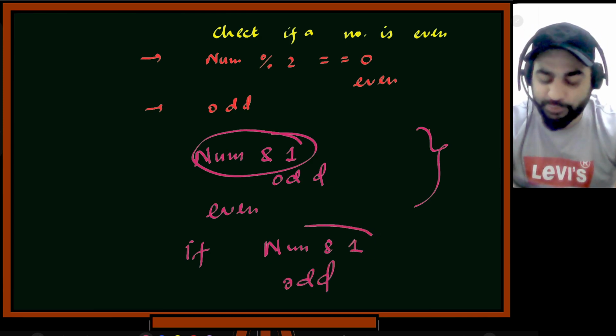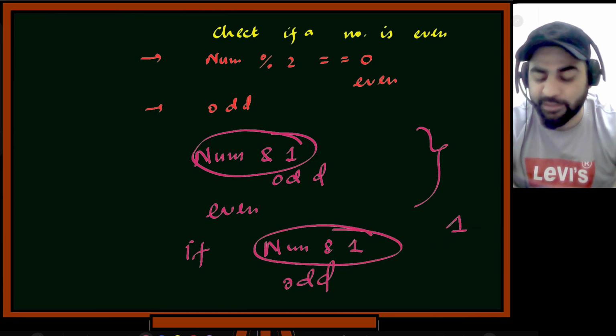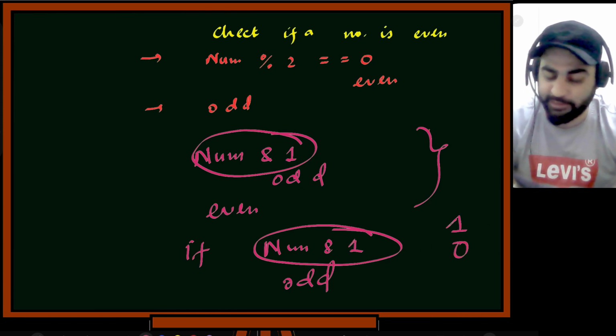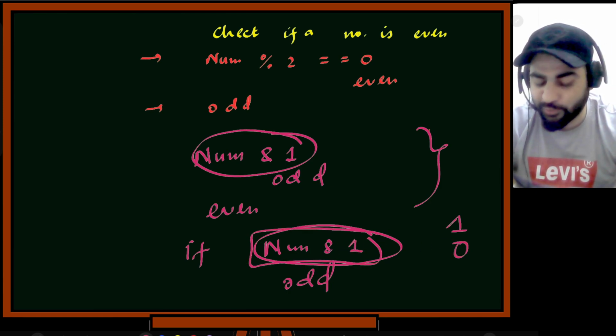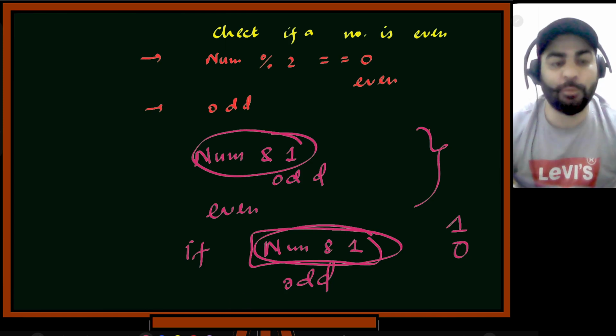This AND means true, basically. 1 means true, 0 means false. So if it is 1, this automatically gives true, and this is odd, and otherwise it's even. How many of you understood this operation?